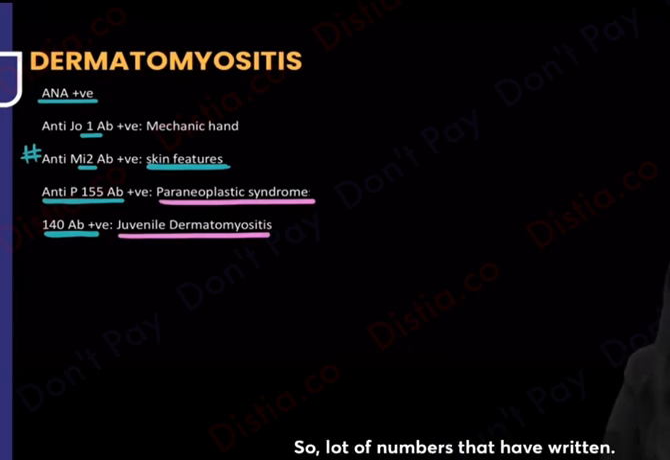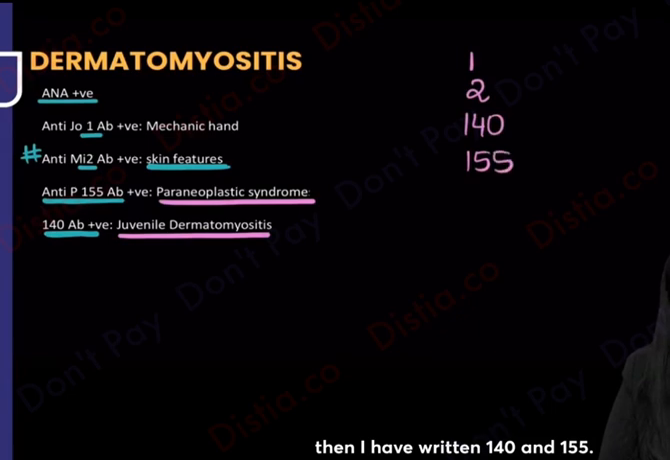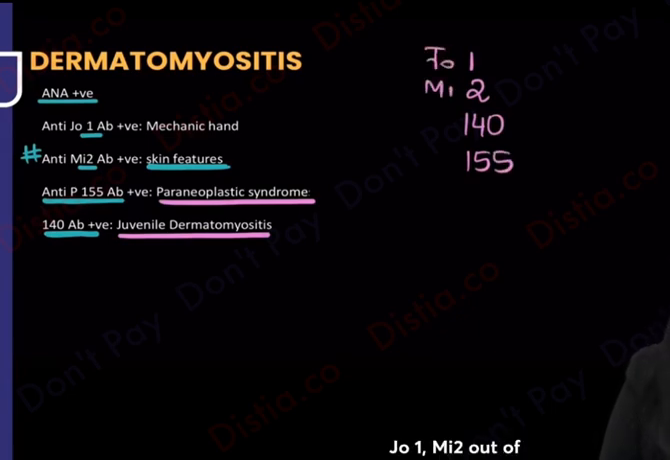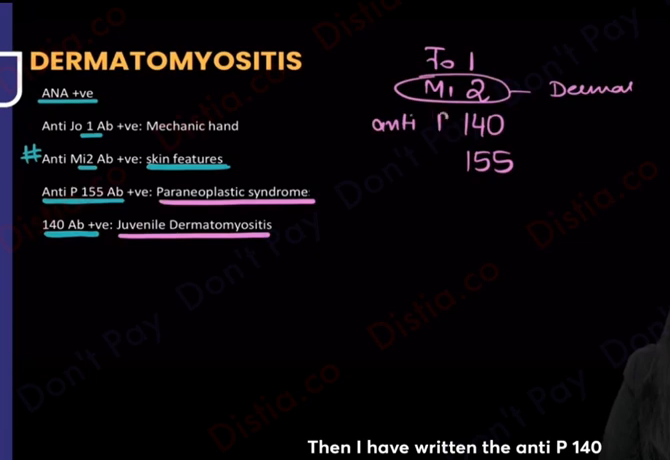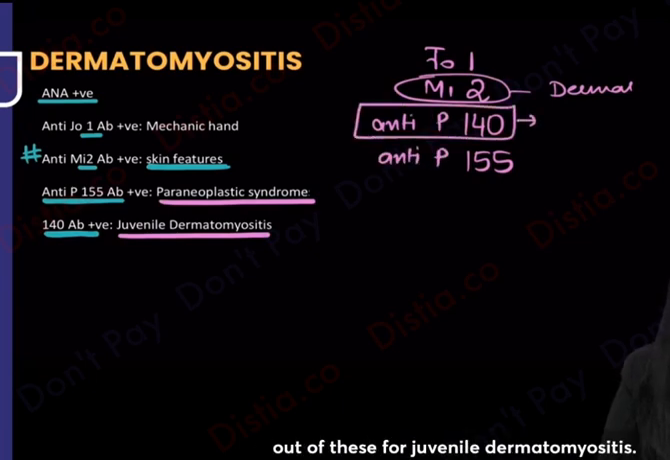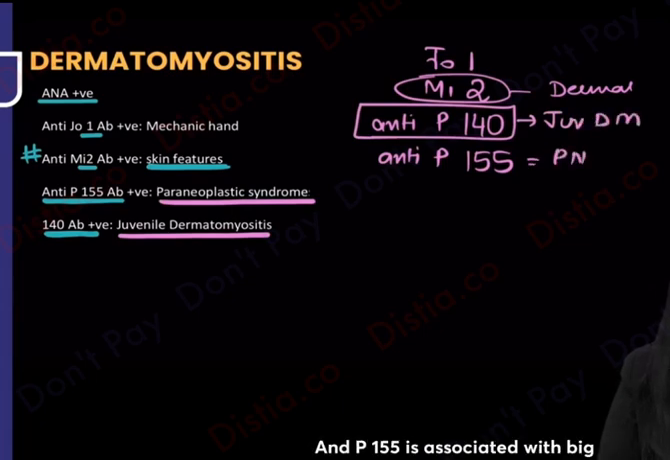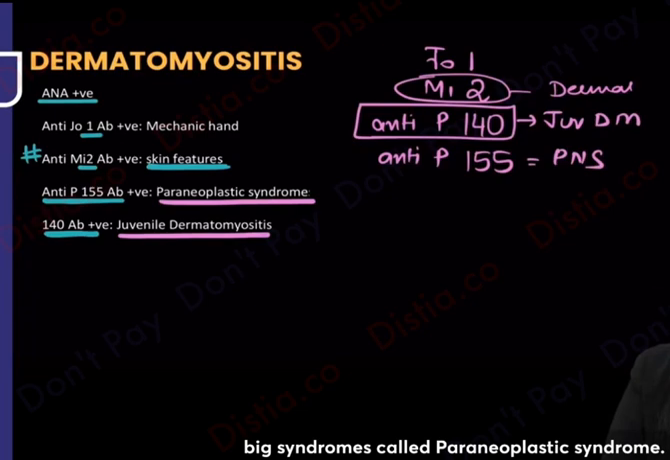So a lot of numbers that I've written. First I've written 1, 2, then I've written 140 and 155. So what is 1, 2? Jo1 Mi2. Jo1 Mi2, out of which Mi2 is responsible for all the derma related things. Then I've written the anti-P140 and anti-P155. So the smaller number I'm going to include for juvenile dermatomyositis. And P155 is associated with big syndromes called paraneoplastic syndromes.